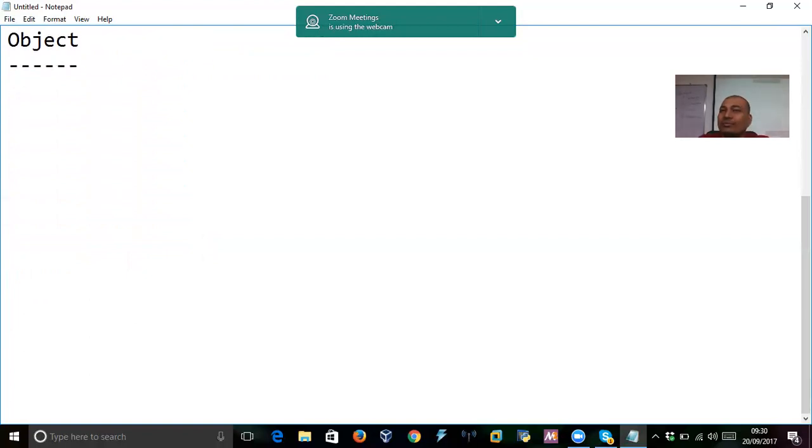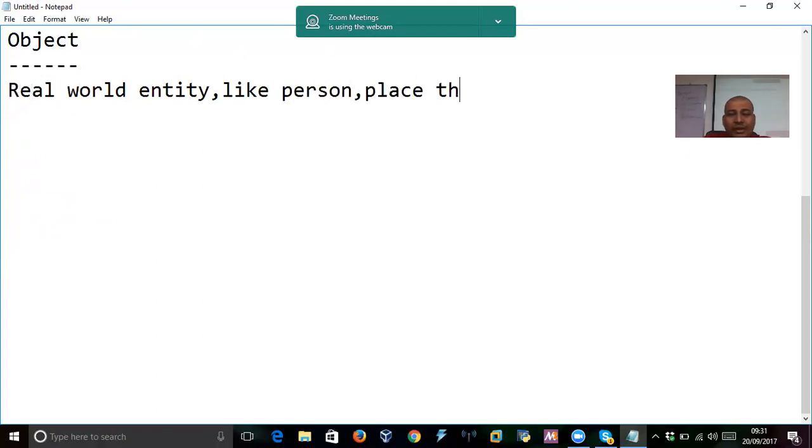When you talk about an object, you know about that. It's a real world entity. Object is a real world entity. What do you mean by entity, dear friends? Thing. Object is a real world entity. Like person, place, thing, book, pen, anything is an object. So I can call something like person, place, thing, etc. Anything is an object.